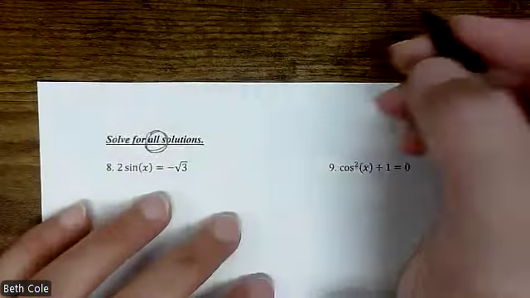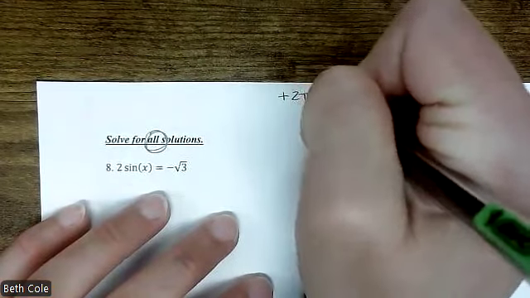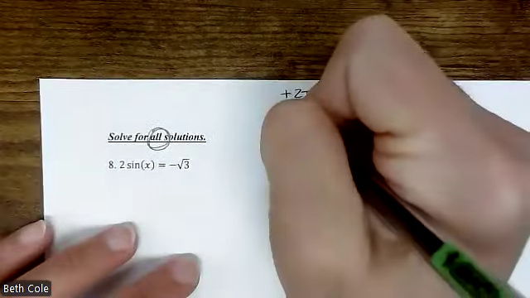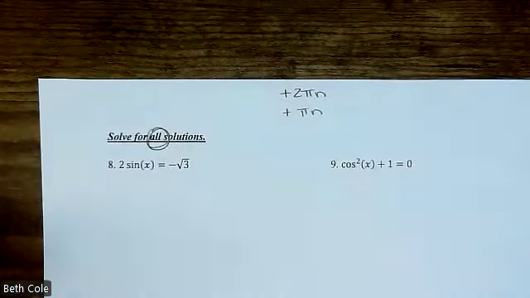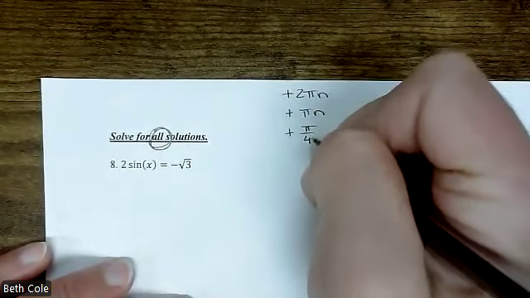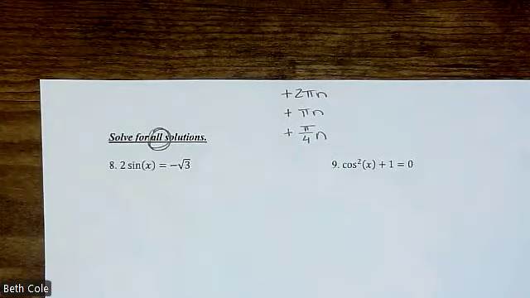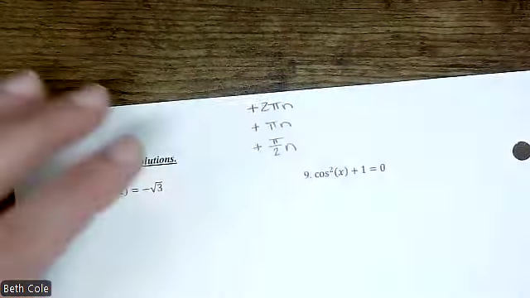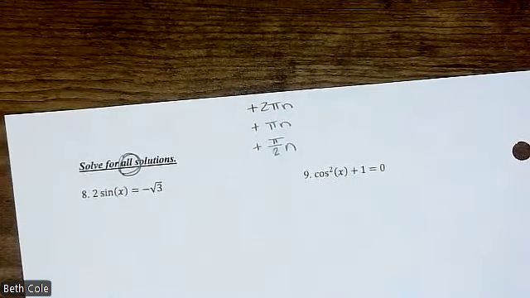Now here's the choices. You can have plus 2 pi n. That's the whole way around. You can have plus pi n. That's just halfway around. Or you can have plus pi over 2n, which is just a quarter of the way around. Yeah, or, oh, I'm sorry, you distracted me for a second. I'm sorry, pi over 2n is halfway around. Yes, go ahead.